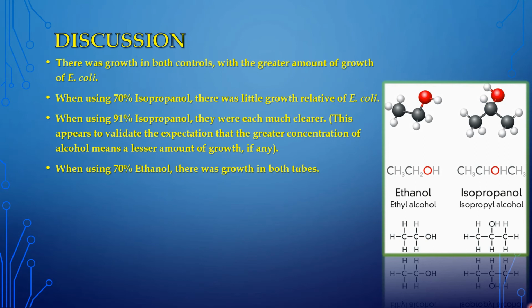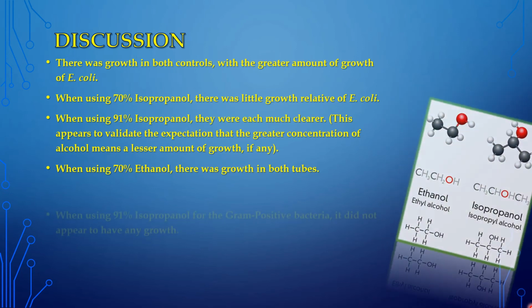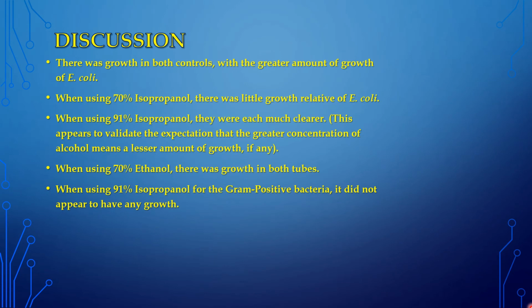The fact that there was nearly as much growth as the controls substantiates the background research when the article said that ethanol is more efficacious for killing viruses than bacteria. Finally, when using 91% isopropanol for the gram-positive bacteria, it did not appear to have any growth, which, according to my experiment, seemed to have counterclaimed the article that said gram-positive bacteria are more resistant to bactericidal effects.